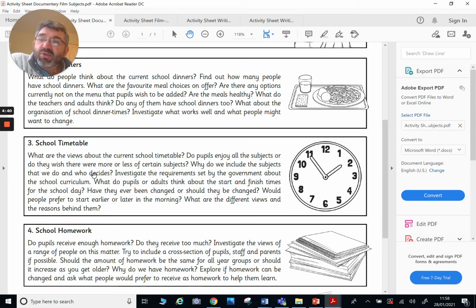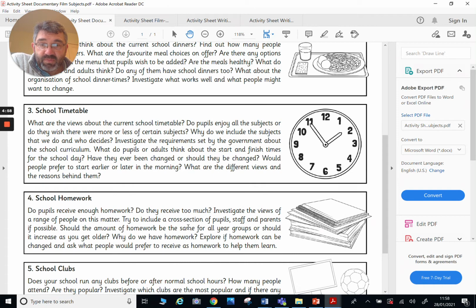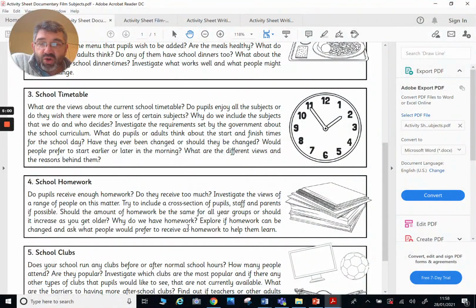Okay, school timetable. Bit of an interesting one, this, because we're not in school. But again, maybe you could do a project on what you think of the current school timetable, what we think with the subjects that we do, okay? And what do you think about the times or the day we start or finish? Homework, of course, you could get a little film on homework if you wanted.